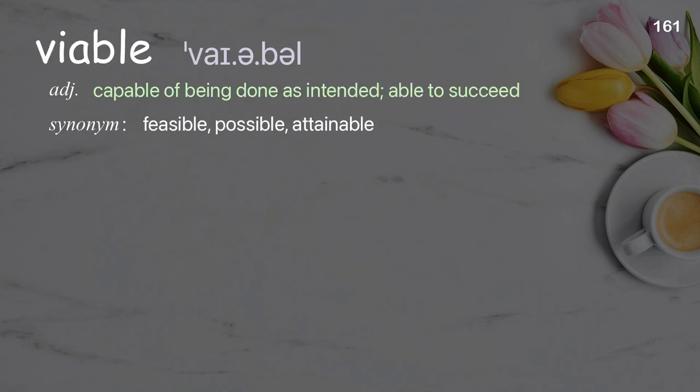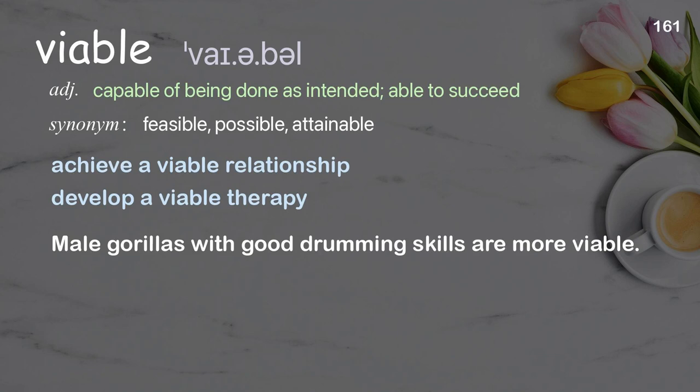Viable: capable of being done as intended, able to succeed. Examples: achieve a viable relationship, develop a viable therapy. Male gorillas with good drumming skills are more viable.